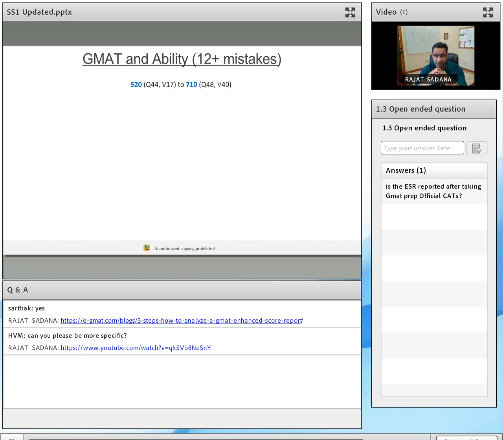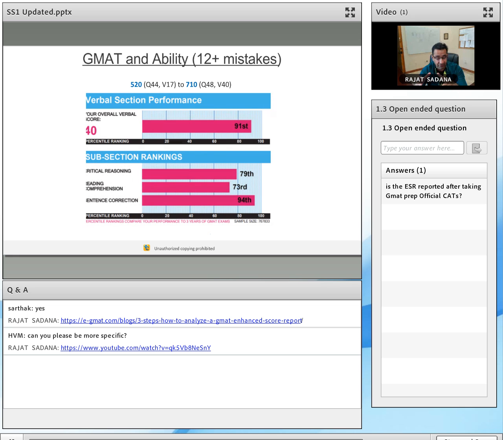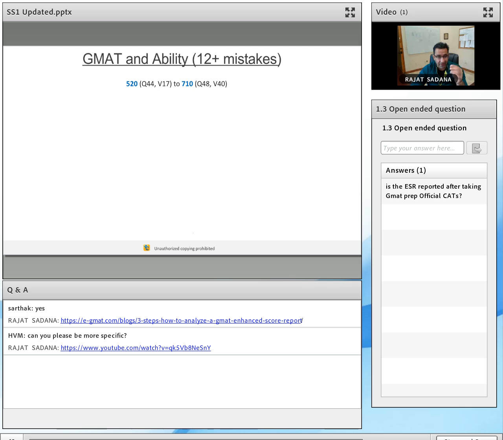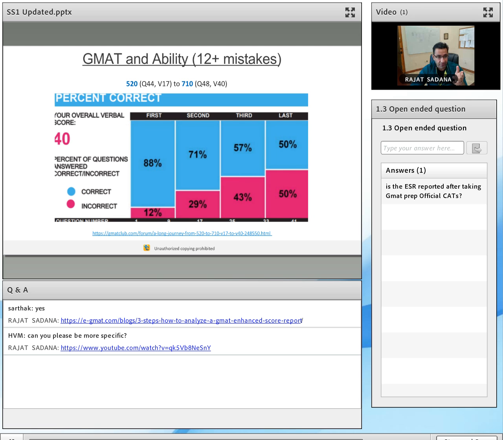There's another student; someone was asking, can I improve from 350 to a higher GMAT score? Here's an example of a guy who improved from 520, a verbal score of 17, to a verbal score of 40. A verbal score of 17 is in the low 20th percentile. The verbal score of 40 is 91st percentile. And the reason I have this is because this guy made more than 12 mistakes on the verbal section of the GMAT. You can see his ability scores, and these are screenshots from his ESR.